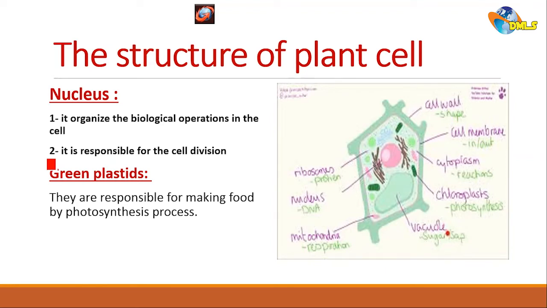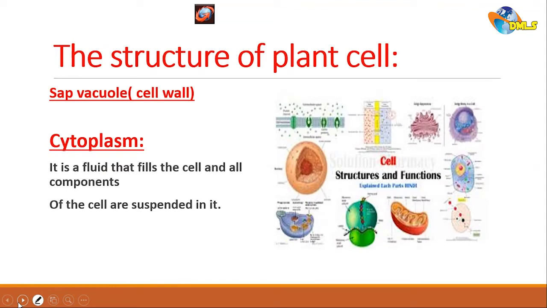The structure of the plant cell. Number 6 is the sap vacuole, and the cytoplasm. The cytoplasm is a fluid in which all components of the cell are suspended. Like the blood in our bodies, the cytoplasm is the fluid that all the components of the cell are suspended in.